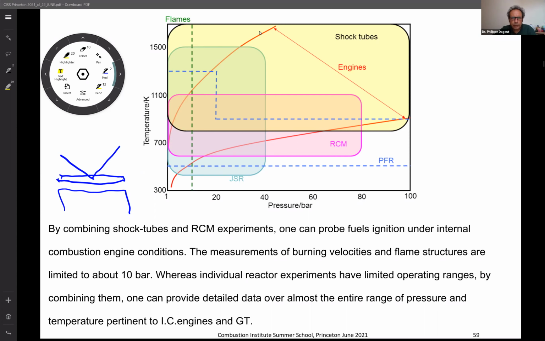Ignition delay can be calculated using a rapid compression machine. I will have a presentation on that a bit later, and also on shock tubes.